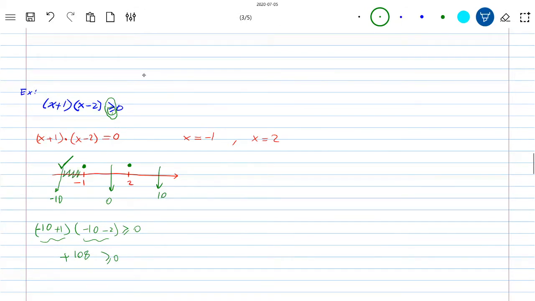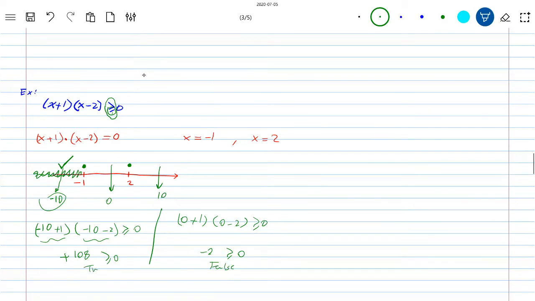This whole area, any other number that you pick still satisfies the inequality. That's why just a sample is good enough. -10 was a good sample. What if I pick 0 and replace it in the inequality? You get 0 plus 1 times 0 minus 2. Is it greater than or equal to 0? What you get is -2 greater than or equal to 0. This is a false statement.